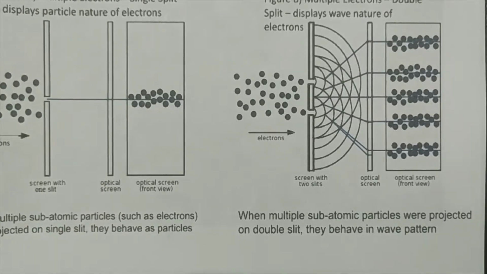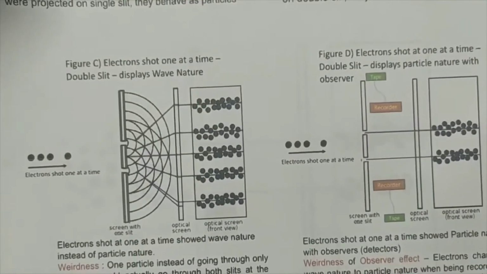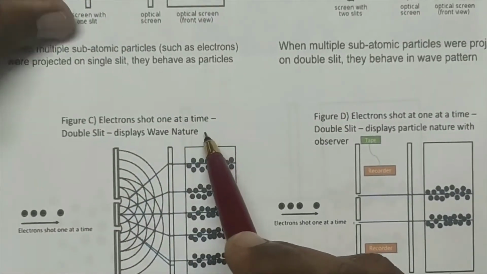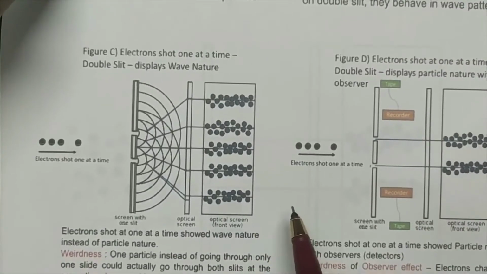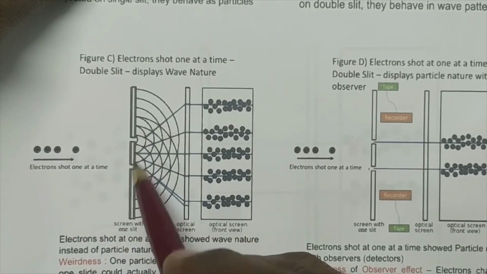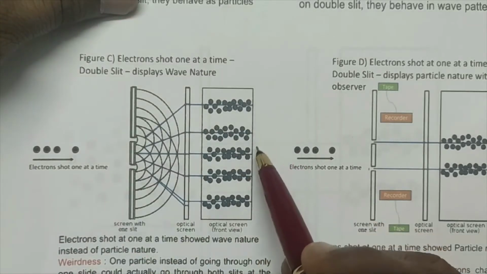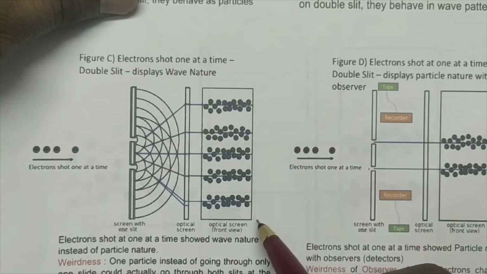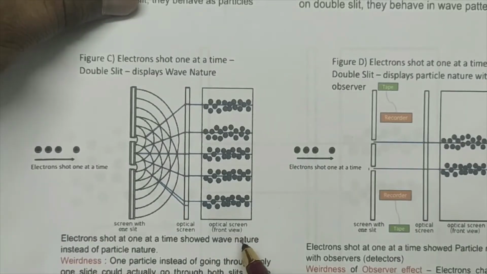Let's consider the third case, where the electrons are shot one at a time. The difference is that earlier a beam of electrons was coming all together, but now in this experiment we have control over the electron. So I'm sending electrons one by one towards the double slit. Again we are getting a pattern on the screen as when the electrons behave as a wave.